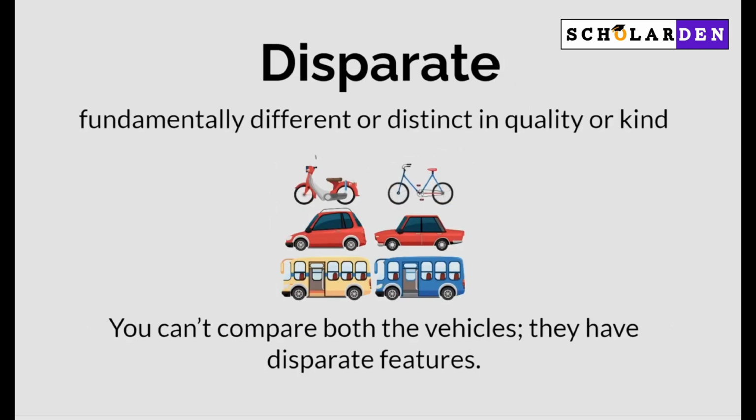Disparate. Disparate means fundamentally different or distinct in quality or kind. For example, you can't compare both the vehicles. They have disparate features, so different types of feature. Or you might say, he made a sculpture by collecting disparate pieces of old wood and other objects.